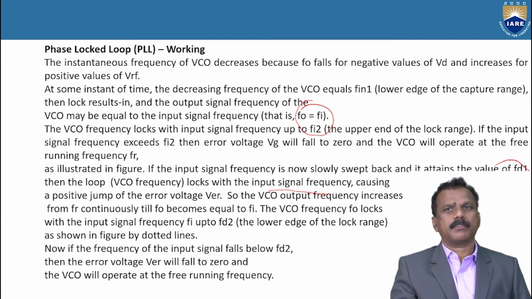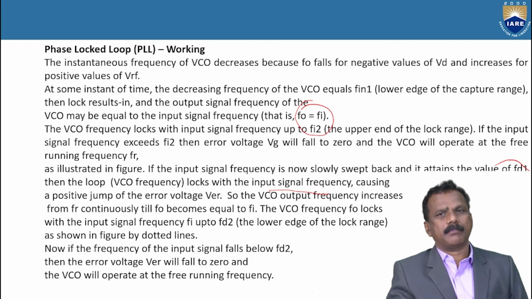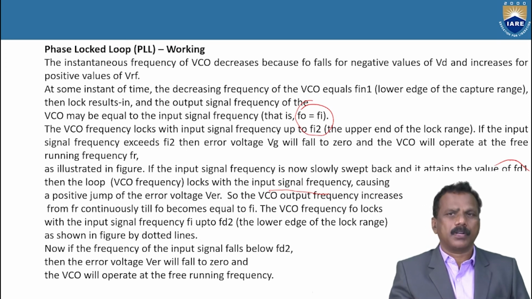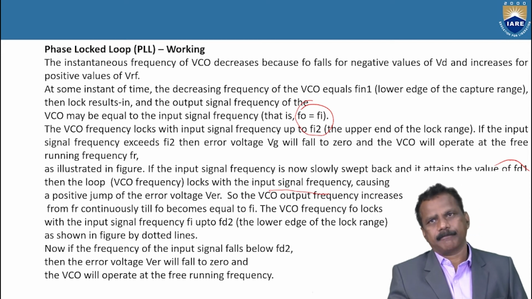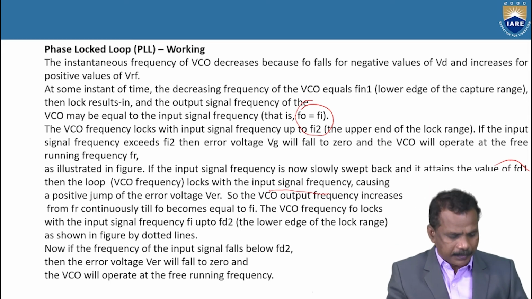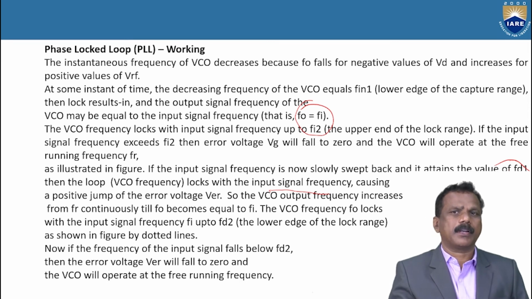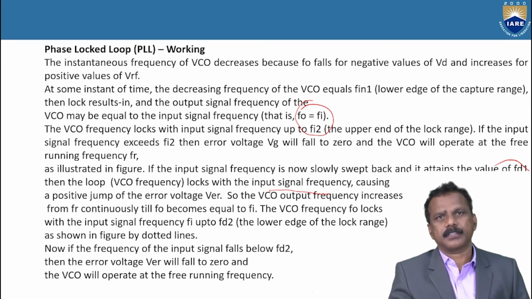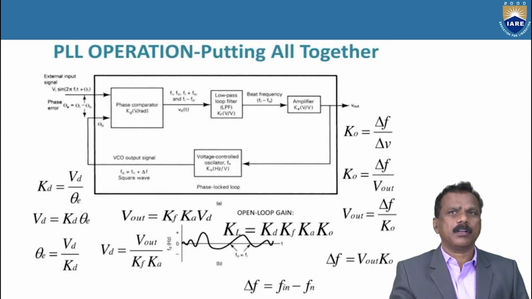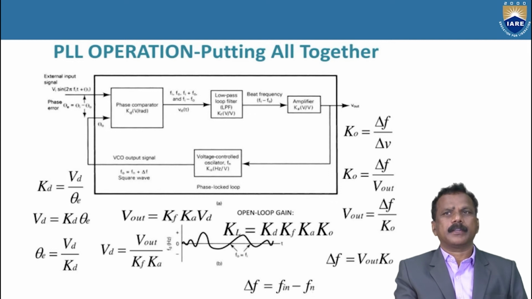Now if the frequency of the input signal falls below Fi2, then the error voltage VER will fall to 0 and the voltage control oscillator will operate at the free running frequency. Using this whole scenario, the description and the interpretation, the voltage controlled oscillator will operate at the free running frequency. Like this, the PLL operation is put all together here.